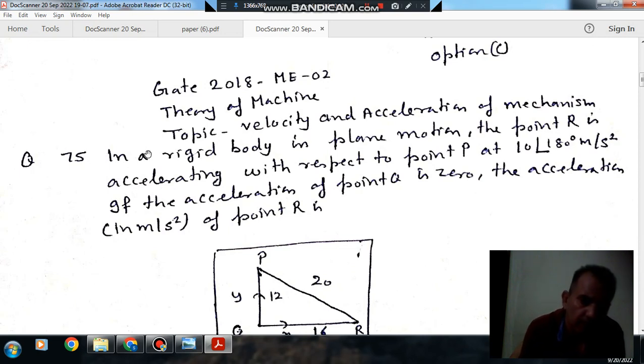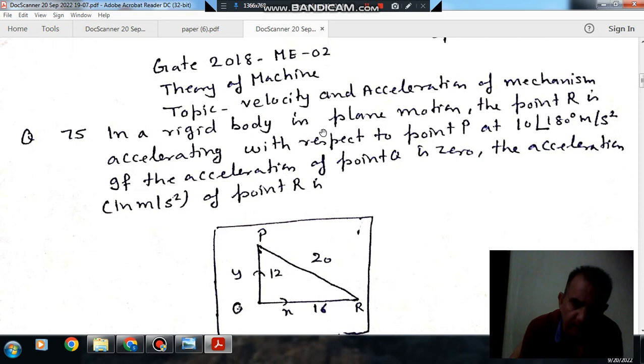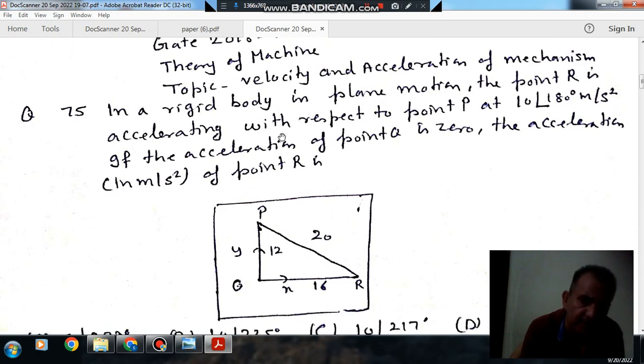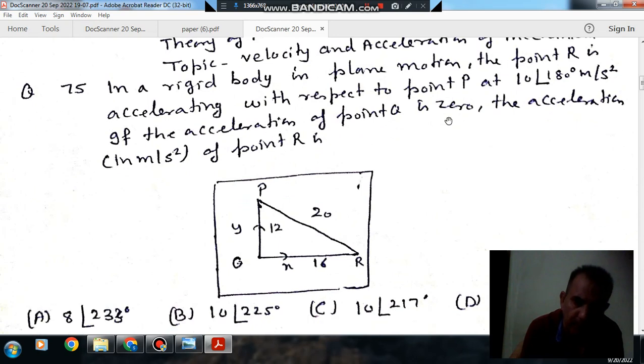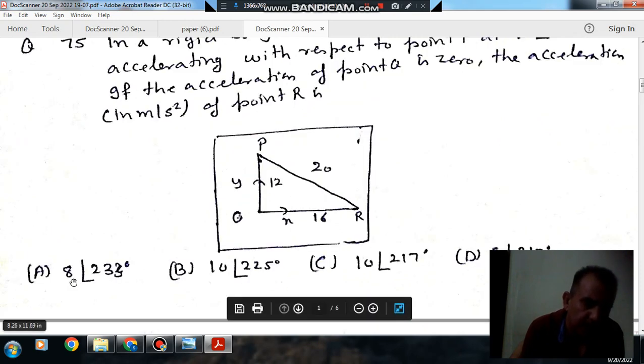PQR is a rigid body in plane motion. The point R is accelerating with respect to point P at 10 angle 180 degree meter per second squared. If the acceleration of point Q is 0, the acceleration in meter per second squared of point R is: option A, 8 angle 233 degree; option B, 10 angle 225 degree; option C, 10 angle 217 degree; option D, 8 angle 217 degree. So this is the body PQR and it is a rigid body.